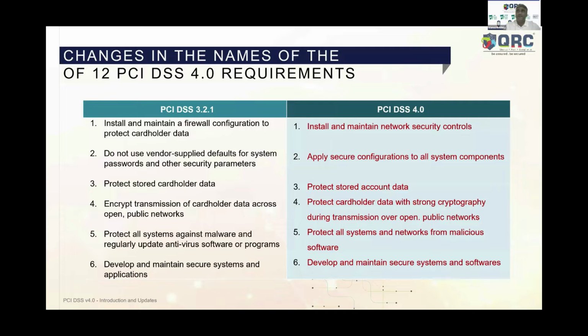Now coming to the 12 requirements. Please remember, these are only the names, the headings of the requirements of 3.2.1 and 4.0. The earlier heading was: install and maintain a firewall configuration to protect cardholder data. But now it became: install and maintain network security controls. So the firewalls, routers and switches, whatever it is, they moved away from that terminology. Now it is network security controls.